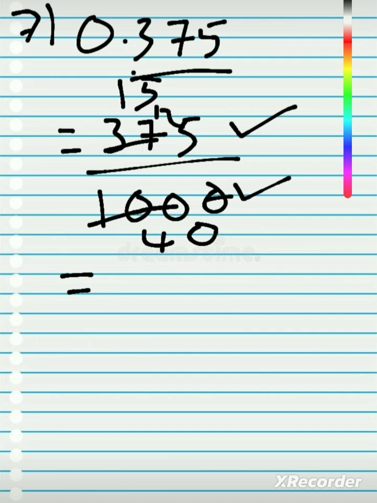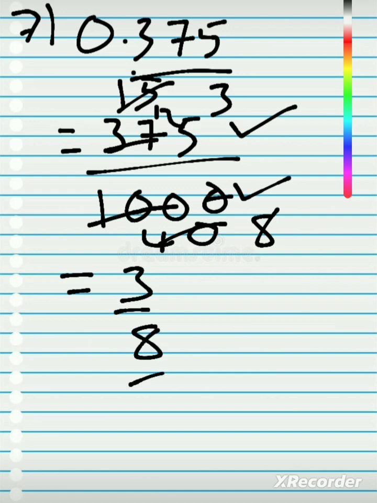Okay, so I've got 5 which goes into both 15 and 40. Okay, 5 into 15 is 3. 5 into 40 it's 8. Is there a number that goes into 3 and 8? No, so the answer is 3/8.